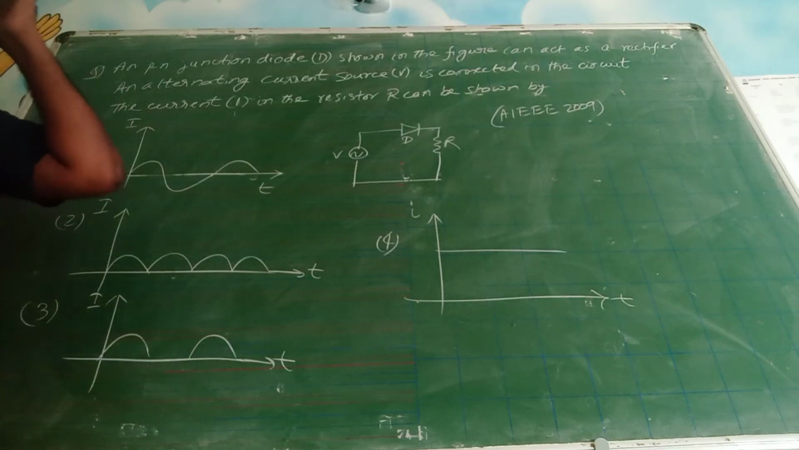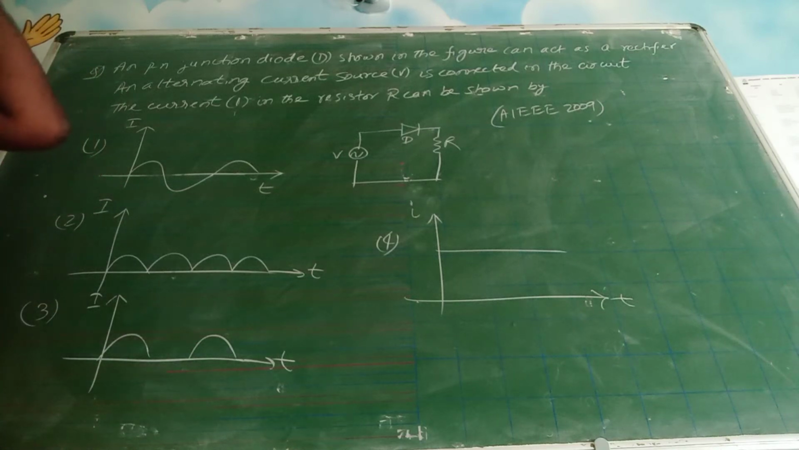Students, as discussed, I will be taking up previous year questions from chapters. We are presently in modern physics, semiconductor devices. Let us see some more questions in this topic, which have actually come in the real exams. This question has come in 2009 AIEEE. Now there is no AIEEE.